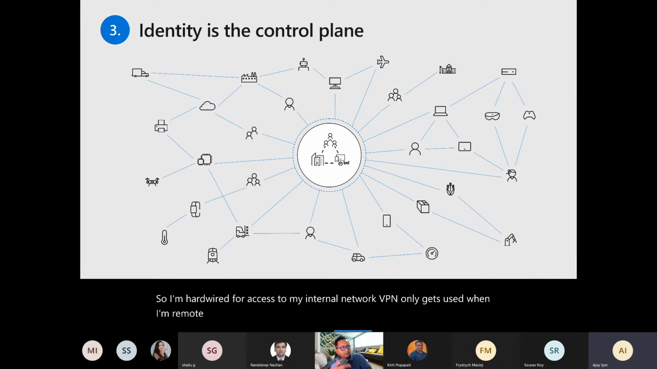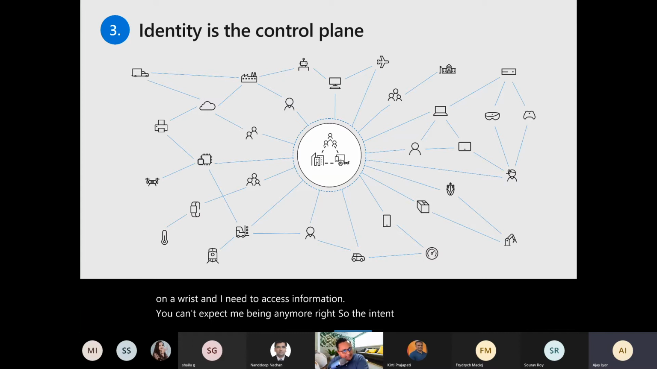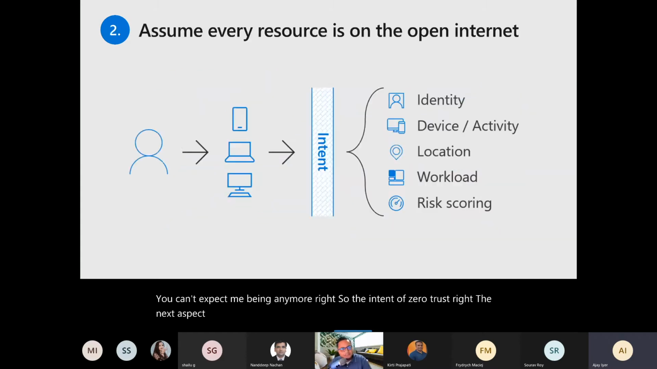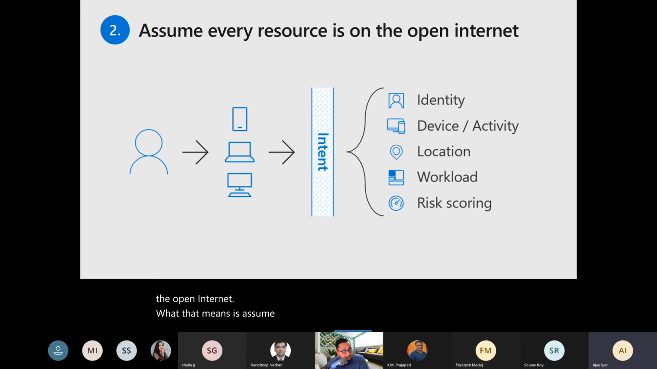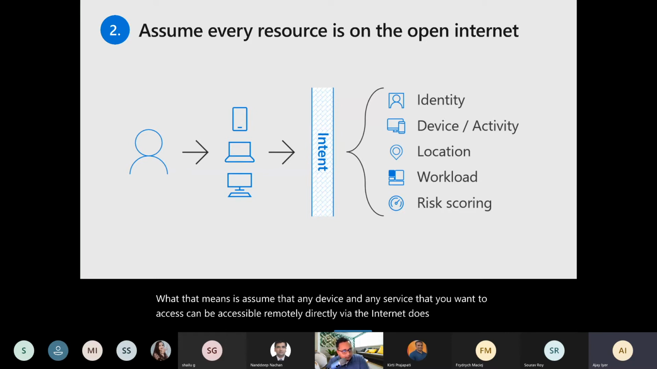But now with everything being open, everything being on a wrist, and I need to access the information, you can't expect VPN anymore, right? So the intent of zero trust, right? The next aspect of zero trust is to essentially say, assume every resource is on the open internet. What that means is assume that any device and any service that you want to access can be accessible remotely, directly via the internet, does not require VPN tunnel, right?